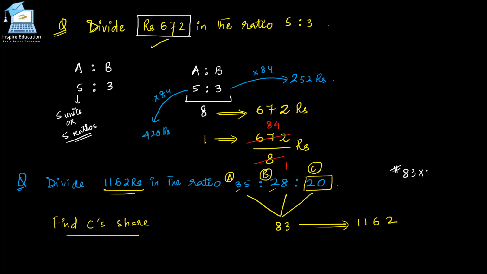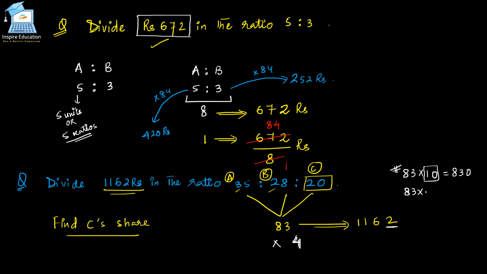83 into 10 means if I take 83 ten times, 83 into 10 is 830, right? And I want 2 at the last. So I have to multiply 83 by something which has 4 at the last. Are you getting my point?